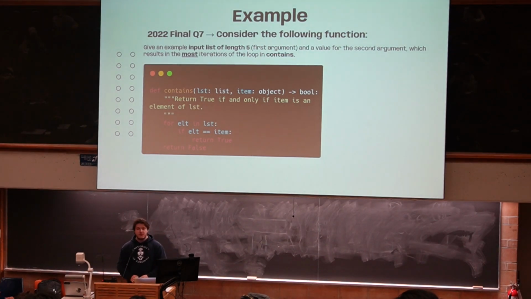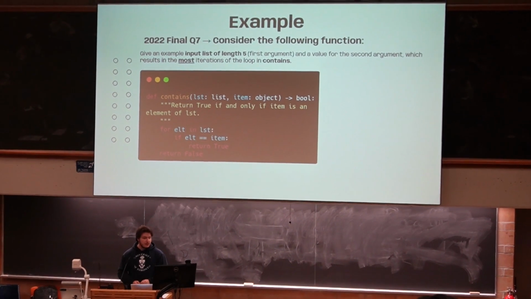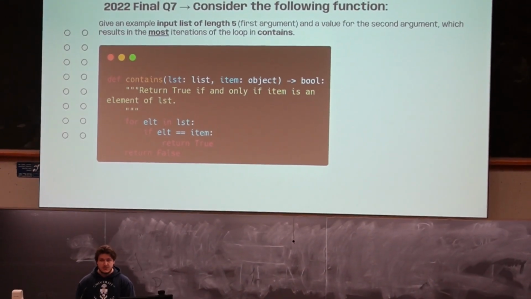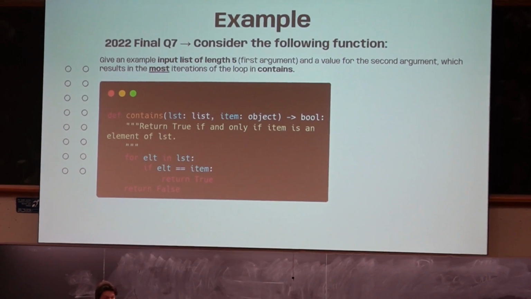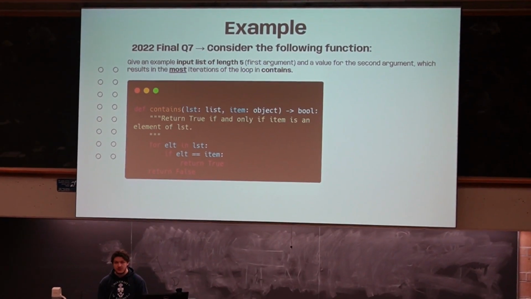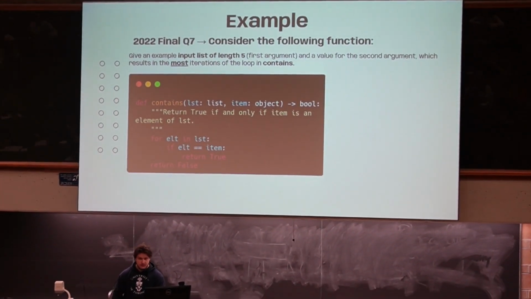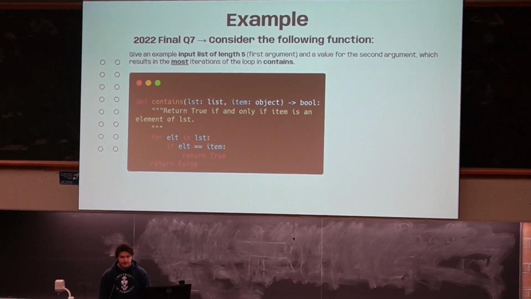So this is a question from last year's final. It says, give an example input list of length 5 and a value for the second argument, which results in the most iterations of the loop that it contains. So just think about it for a second. Try and come up with 2 arguments that will result in the most iterations of this function.